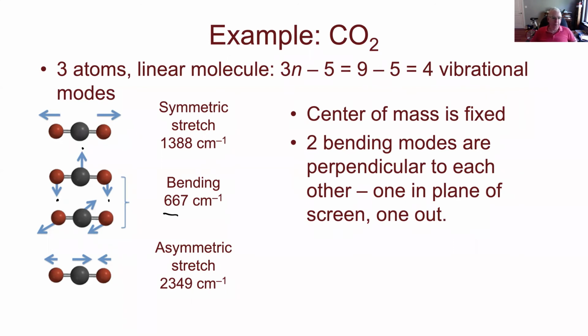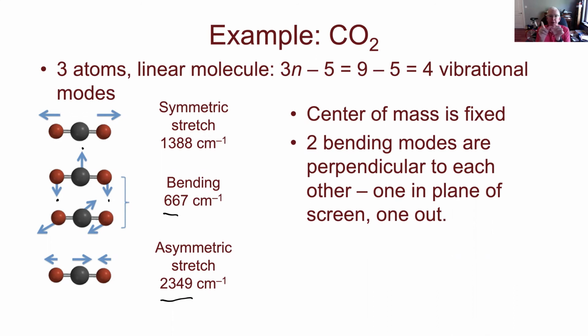And then the last vibration is the one that is actually the most responsible for CO2 absorbing infrared radiation and the whole greenhouse gas effect and all that. This is what's known as the asymmetric stretch, okay? So now again, my thumbs are the carbon, my fingers are the oxygens. In the asymmetric stretch, one bond is getting longer while the other one is getting shorter, okay? So it would go something like that.